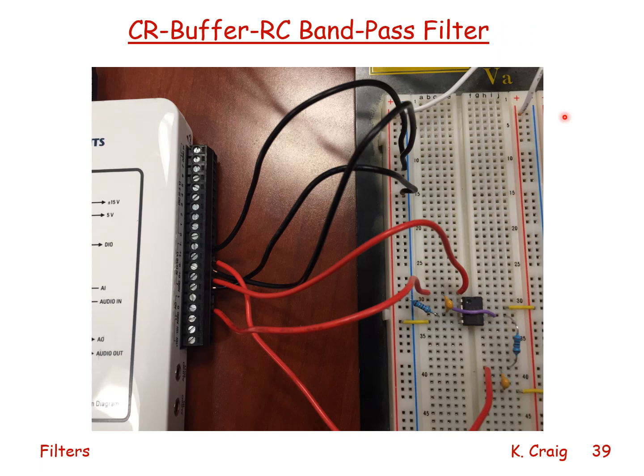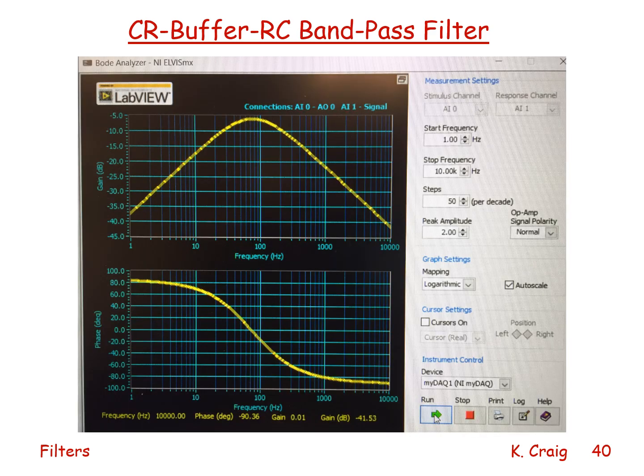I then tested this in hardware where I have a CR high pass filter and an RC low pass filter with a unity gain buffer op amp connected to my DAC in the Bode plot configuration. And I get my Bode plot for that hardware setup, along with the gain and phase angle, essentially as functions of frequency.